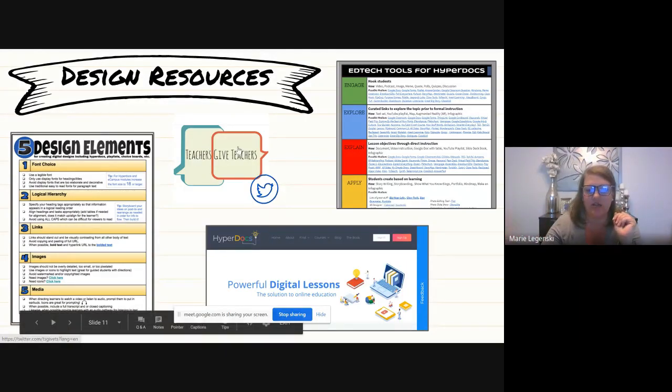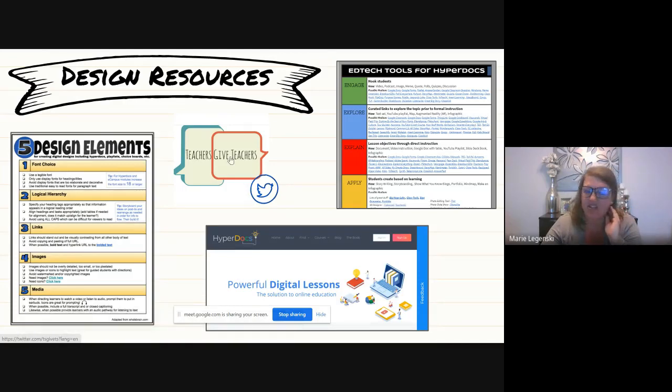This is also linked to Twitter. So if you are looking to follow lots of teachers who are willing to share their work, and Teachers Give Teachers, that's the platform that the HyperDocs ladies use. And then EdTech tools for HyperDocs. This is just cut off here because I took a screenshot, but if you go through, it gives you all kinds of different tools as options for you to use within a HyperDoc.